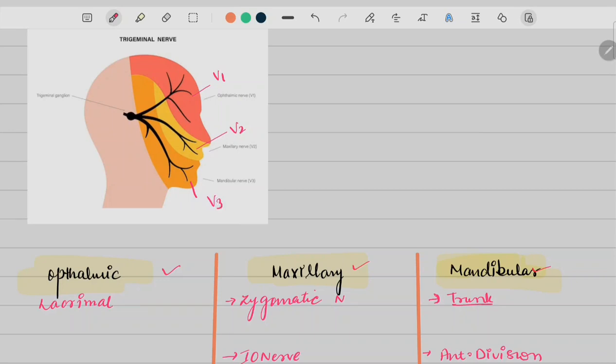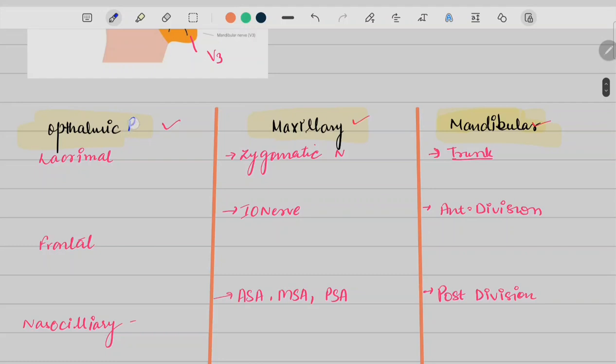See, the trigeminal nerve is coming from this trigeminal ganglion. Another thing you need to see is that all three branches of the trigeminal nerve are going to supply some structure or other. For example, first we would be looking at V1. Now the V1 here is the ophthalmic branch. This is your ophthalmic branch or the ophthalmic division.